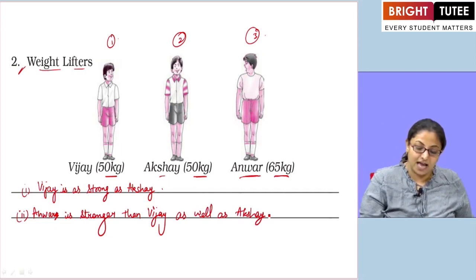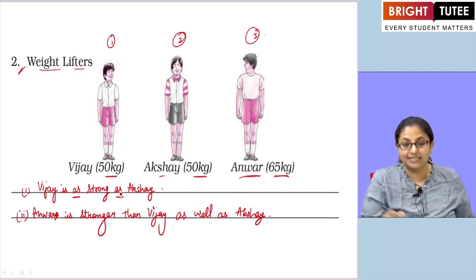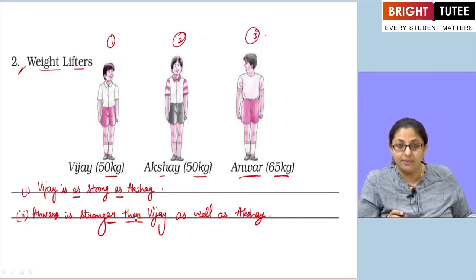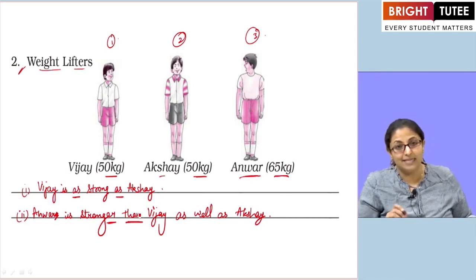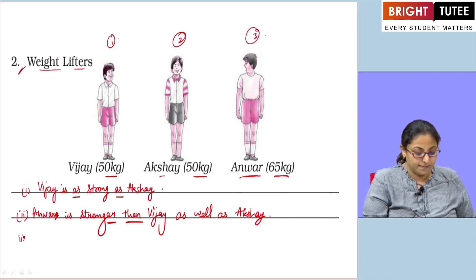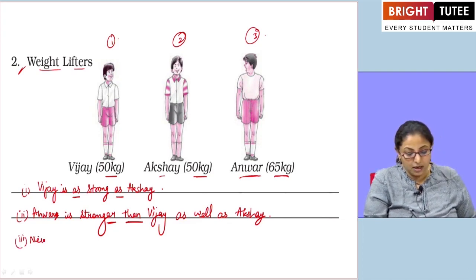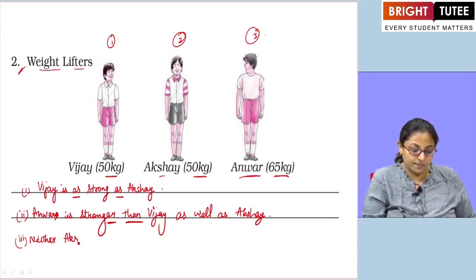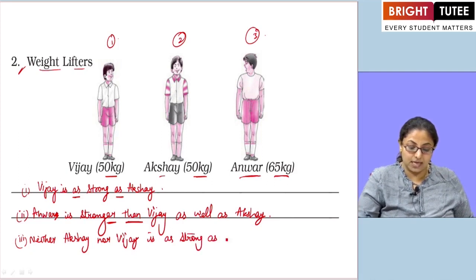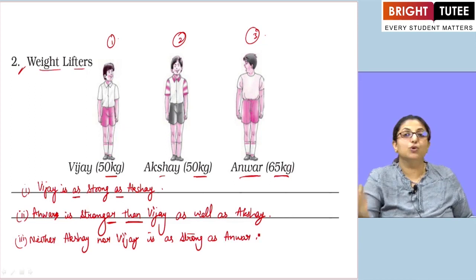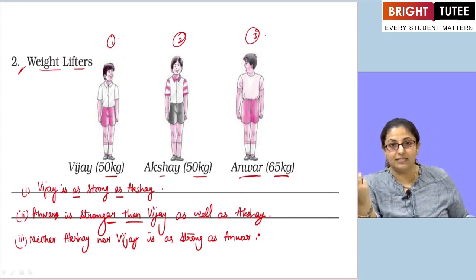Now if you notice, we have used the word as and as in the first sentence, and in the second one we have used er than, right? We have added er to the word strong and then added than in the sentence. Third sentence can be, neither Akshay nor Vijay is as strong as Anwar, right? So here again is the degree of comparison.